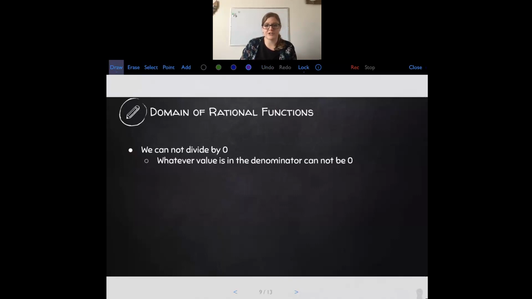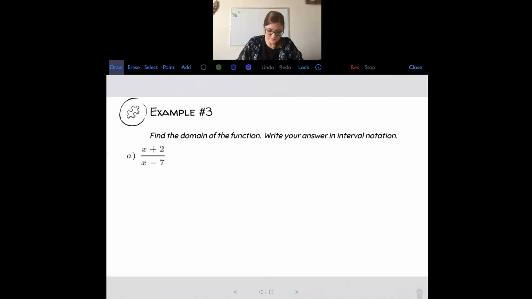Domain of rational functions, so we cannot divide by 0. So whatever is in the denominator cannot be 0. So if there are any values that make the denominator 0, we have to exclude those from the domain. Okay. So first, find the domain of the function, write your answer in interval notation.